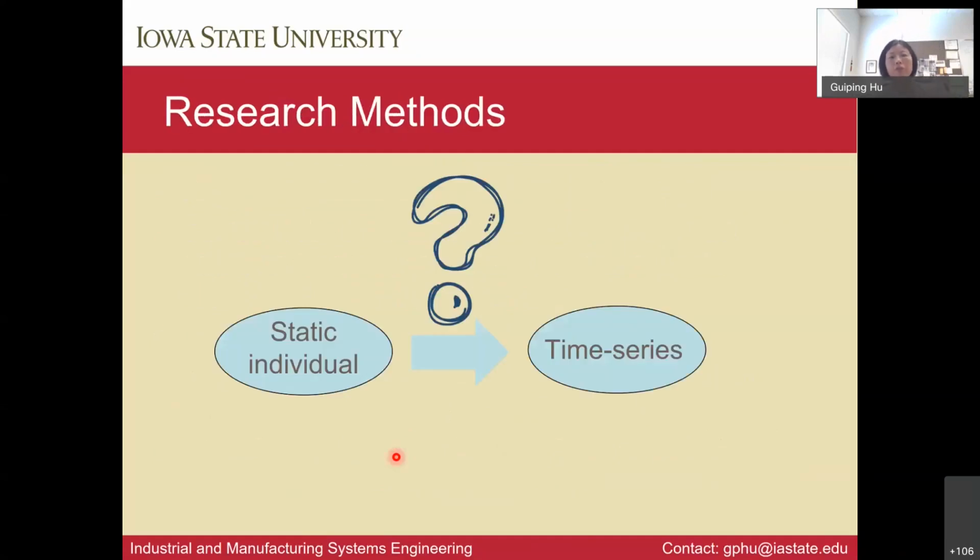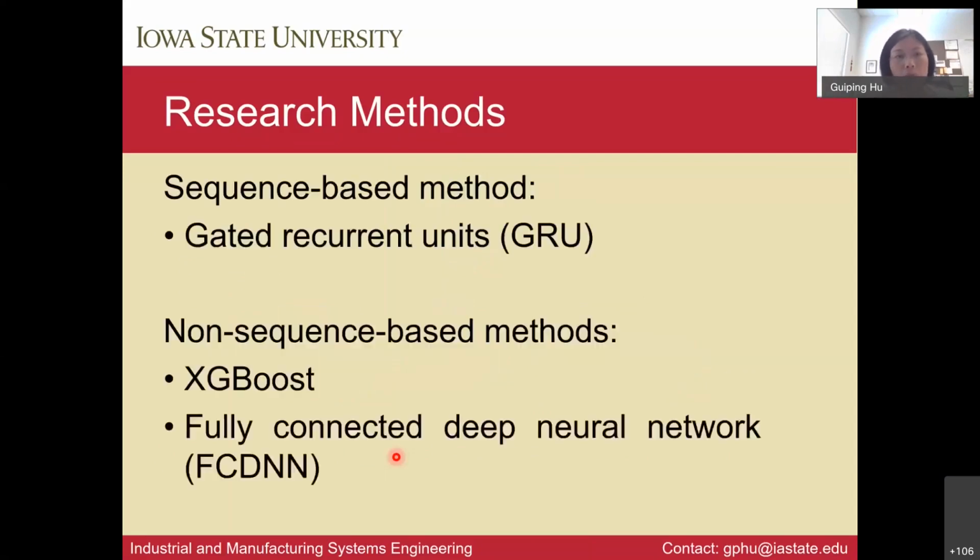And in terms of the research method, previously people typically looked at individual images statically, right? So when you have this picture, we're trying to detect whether there is disease or not. But if we have time-stamped data, then in addition to detecting whether this picture has disease or not, you can also look at the time series, because for SDS, if there is disease, then it will be diseased for the rest of the season.